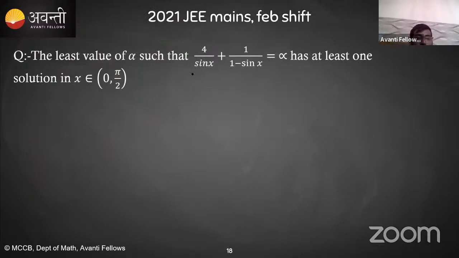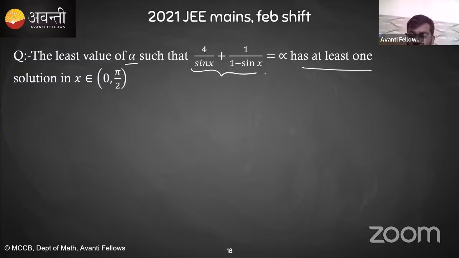Now, the least value of alpha such that this equation has at least one solution in 0 to pi by 2. So can you guys think about this question?